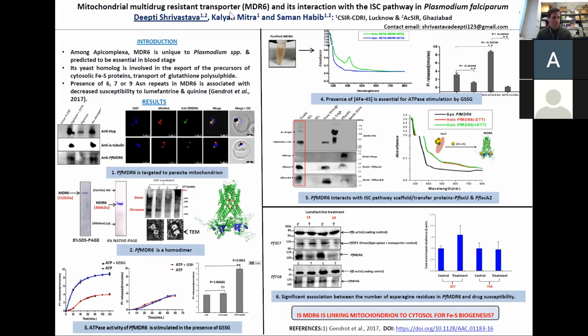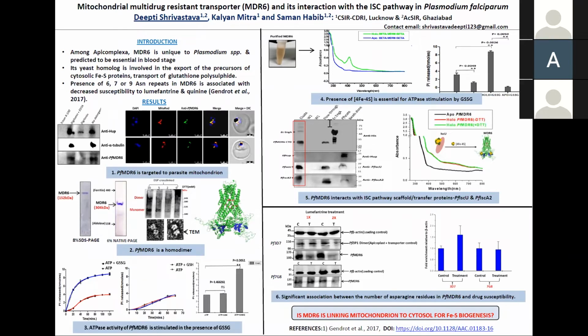Good afternoon to all. I'll be discussing one of the ABC transporters of Plasmodium falciparum, that is MDR6, and it is unique to apicomplexans. It is predicted to be essential in blood stage. Further, it is a putative iron sulfur cluster transporter as seen in its yeast and human homologues.